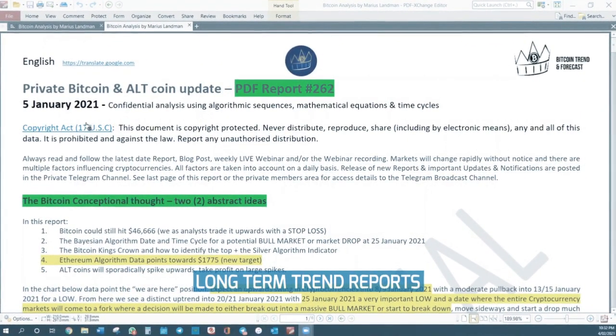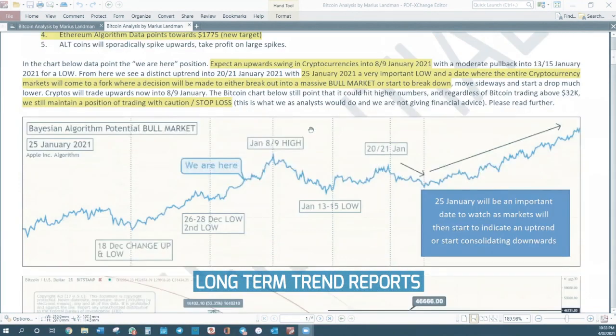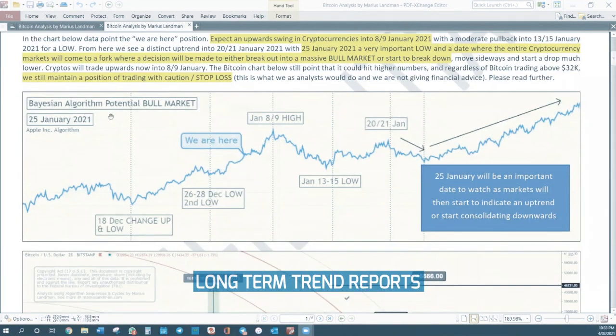Report of 5 January 2021, in report number 262. We give you this Bayesian algorithm model where we show the potential bull market, a mini bull market. On 18 December, there was a change where we had a low. On 26 to 28 December, another low, a second low.